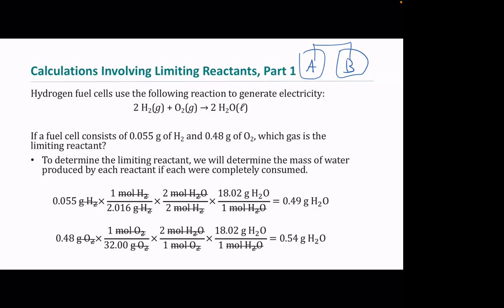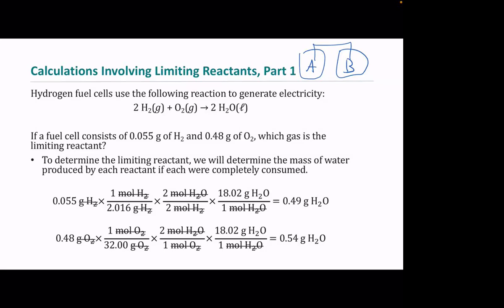To determine the limiting reactant, we're simply going to calculate the amount of water that each of the two reactants would produce if the other one was considered unlimited. So I'm going to take my 0.055 grams of H2 and just assume I've got plenty of oxygen to figure out how much water is produced, which is the product. And we're going to do the same thing we've always done: mass of A to moles of A, moles of A to moles of B, moles of B to mass of B.